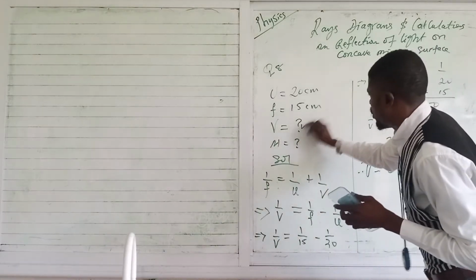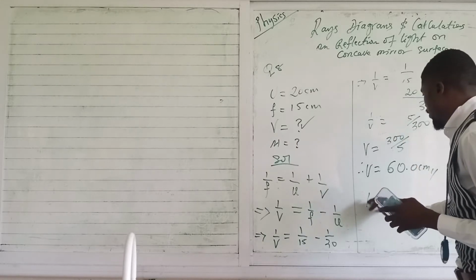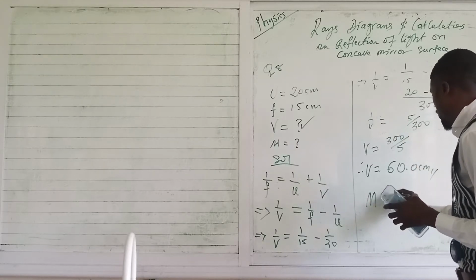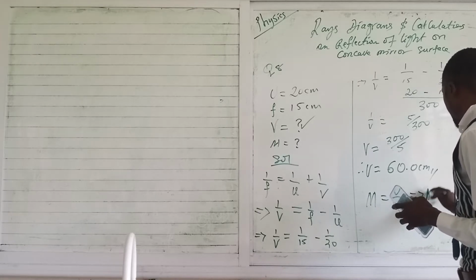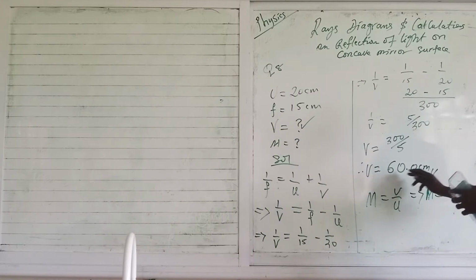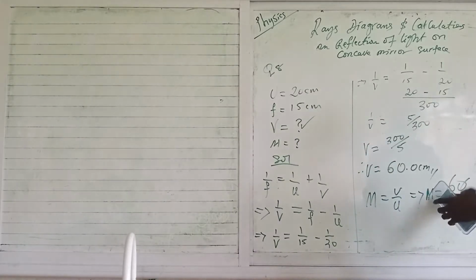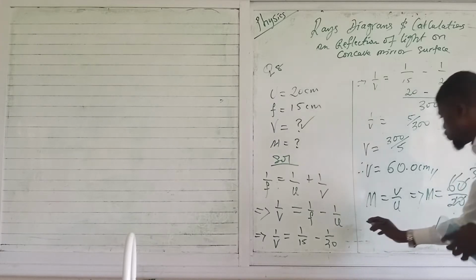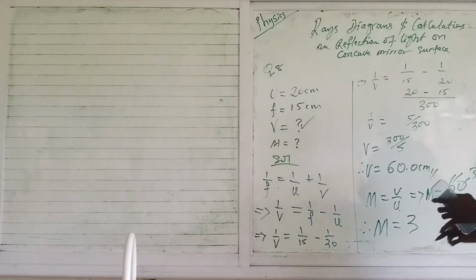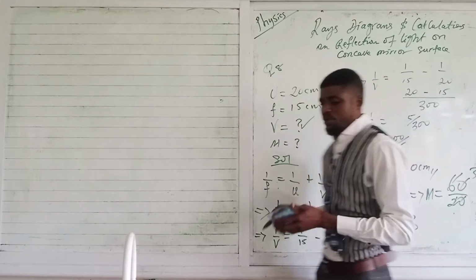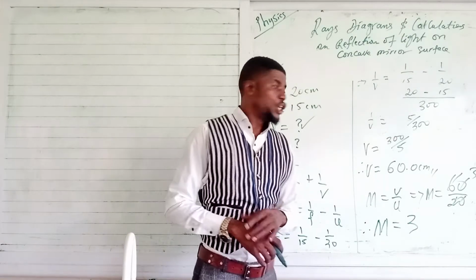So that is, we are done with v. The next thing is the magnification of the mirror. Magnification m, for the first video I told you, is v all over u. So m is equal to 60 divided by 20, and 6 by 2 is 3. Therefore, your magnification m is 3. I told you magnification of a mirror is a dimensionless quantity. It has no SI units.